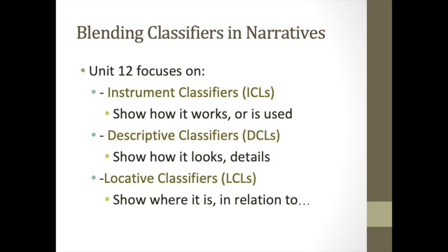Good ASL narratives use a variety of classifier types. Unit 12 focuses on instrument classifiers, which show how something works or is used. Descriptive classifiers, which show how something looks and provide details about minutiae. And locative classifiers, which show where something is specifically in relation to other people, objects, or places. Later in this lecture, we will discuss body part classifiers. But let's start with these first three.